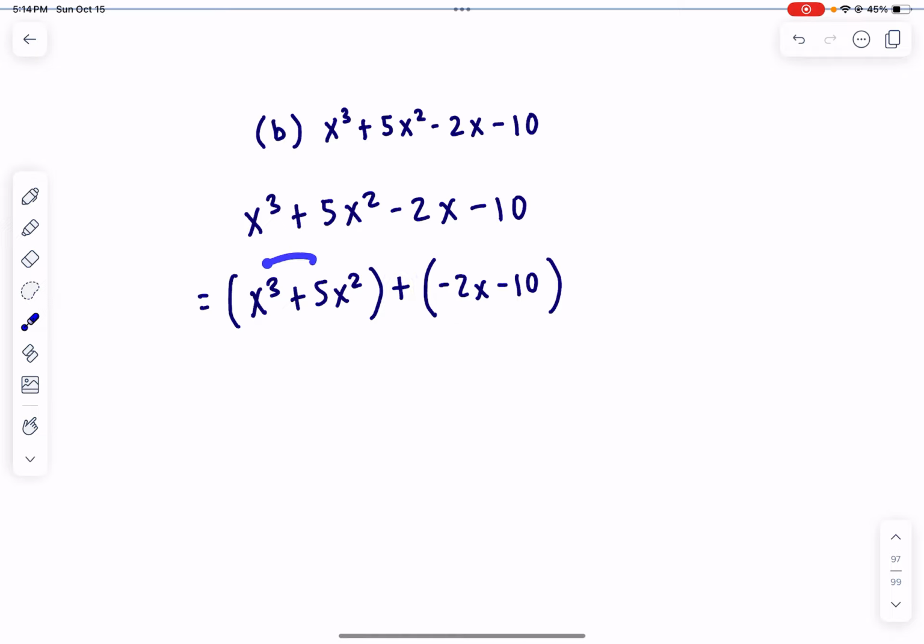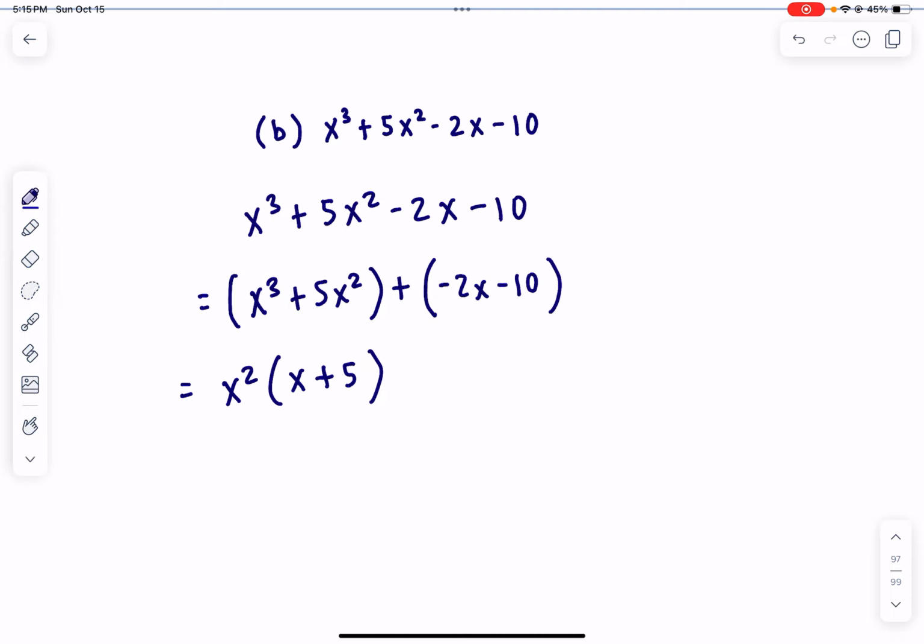So once again, if you notice here in this grouping, they both share an x squared. So you can factor out the x squared. And then similarly to the previous example, you would be left with x here, because x squared times x is x cubed. And then we remove the x squared here, you're just left with the plus 5.